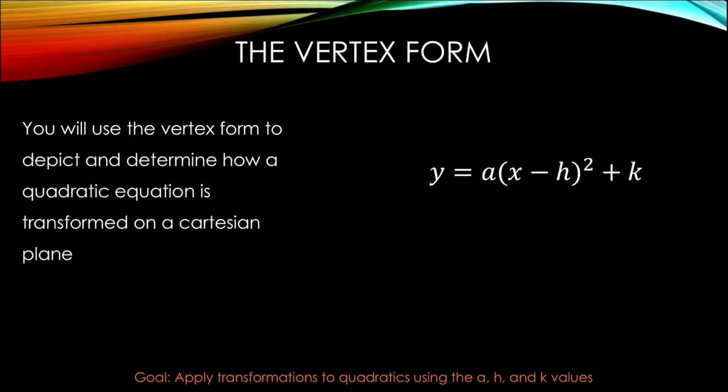Alright, vertex form. This is the form we will be using, and all these different components tell us different things. A is going to tell us something, H is going to tell us something, and K is going to tell us something. This X and this Y are always going to be there. A, H, and K are going to tell us what transformations are being applied.